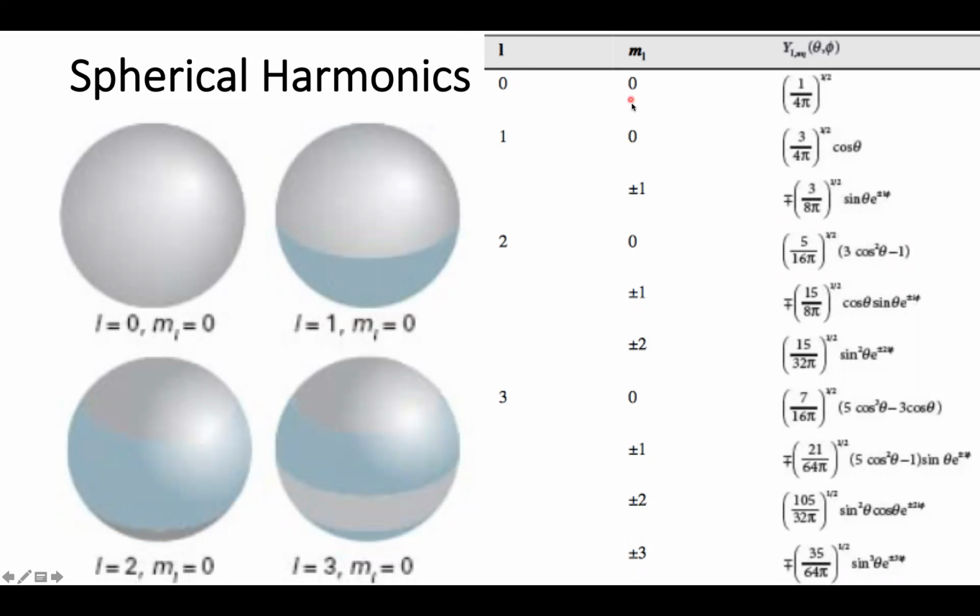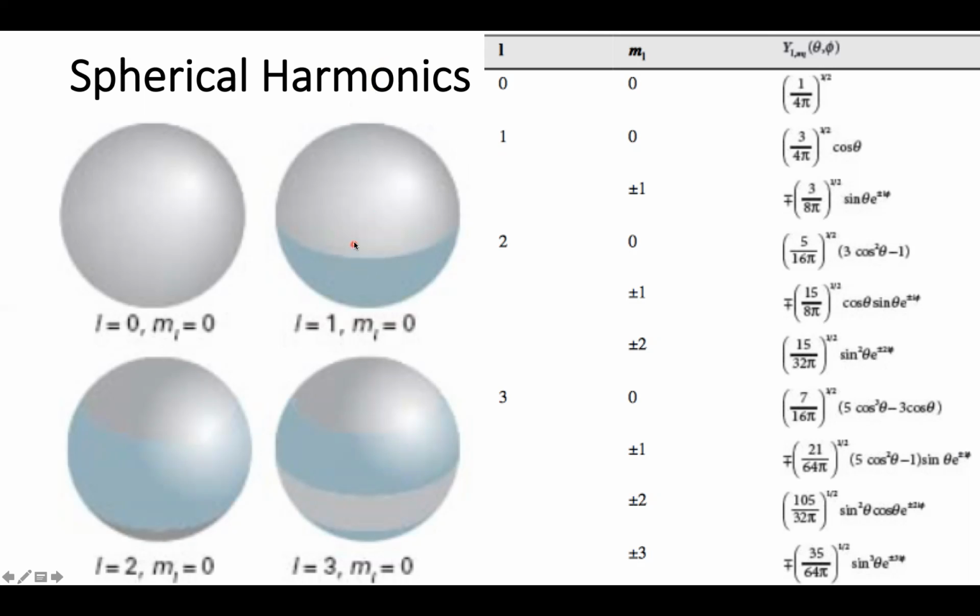But it turns out that our good old friend M sub L also shows up here. So L is going to tell us a lot about the energy of the system. And as a consequence, just like with a particle in a box, L also tells us a lot of information about the total number of nodes present in the system. M sub L is going to tell us the same thing it did with the two-dimensional system. Most notably, it's going to tell us a lot about the angular momentum in the z direction. So it's going to tell us how much of the angular momentum is pointing straight up.